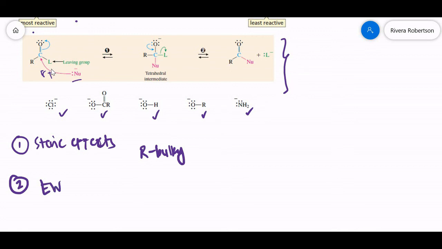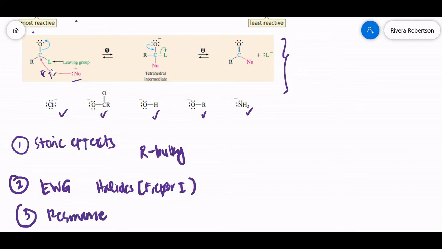Of course, if the carbonyl carbon is blocked, if your R group is bulky, the reaction will be slower. Number 2 is the electron withdrawing group. As we mentioned earlier, if your carbonyl carbon becomes more positive, it becomes more attractive for the nucleophile, so the reaction is also faster. The presence of halides, for example fluorine, chlorine, bromine, and iodine, increases the reactivity of your carbonyl carbon. And another is resonance. If your carbonyl carbon is stabilized by resonance structures, it will not react as readily.